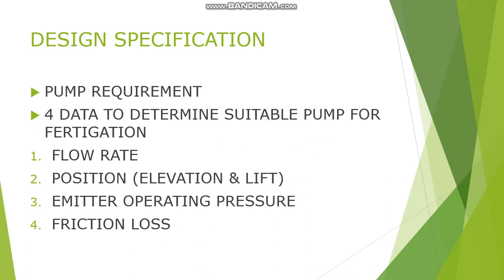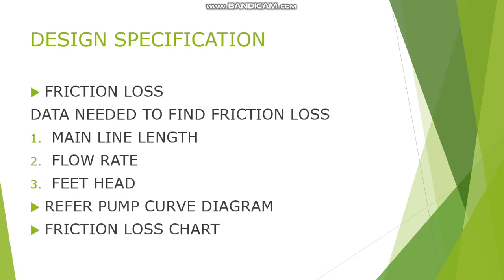Pump requirement: to select a suitable pump, we need to know the flow rate, which we have calculated before, the position of the water pump, the operating pressure, and friction loss. Friction loss comes from the friction loss chart, which we can calculate from flow rate. After obtaining data from the friction loss chart, we can refer to the pump curve diagram.